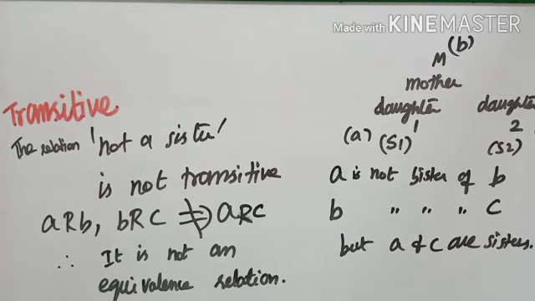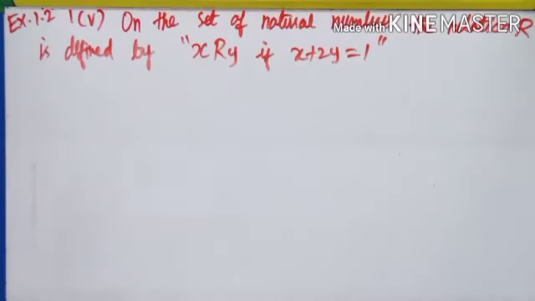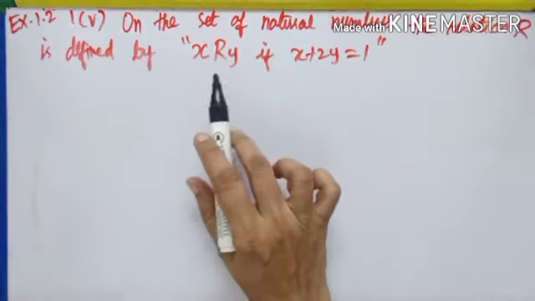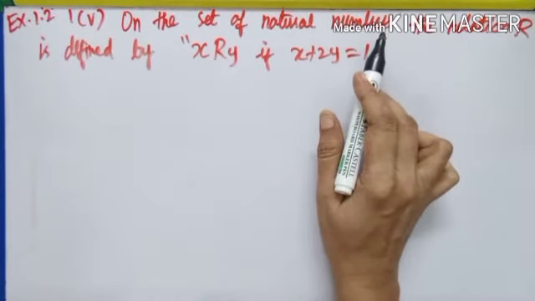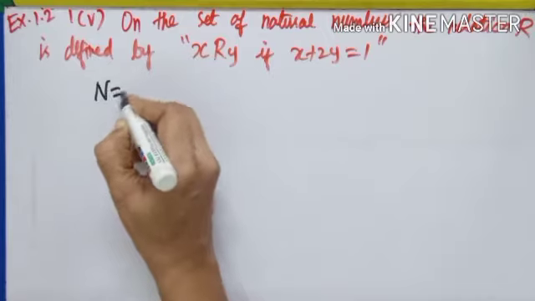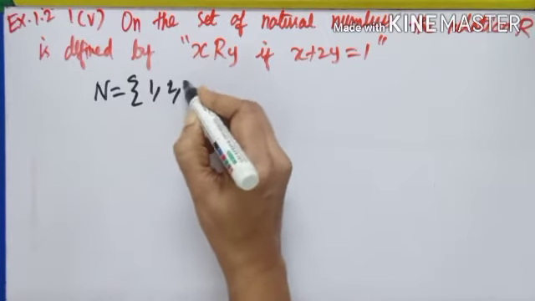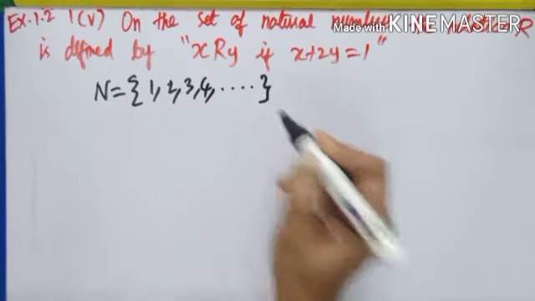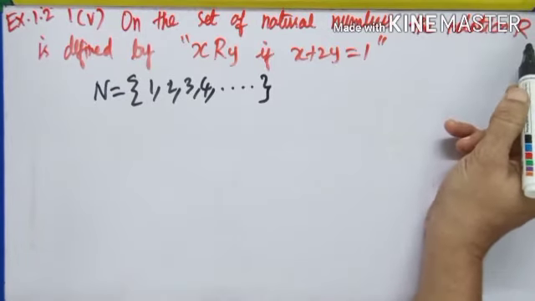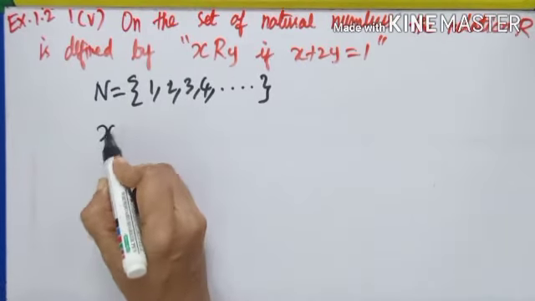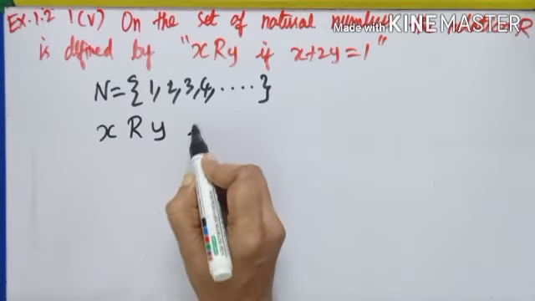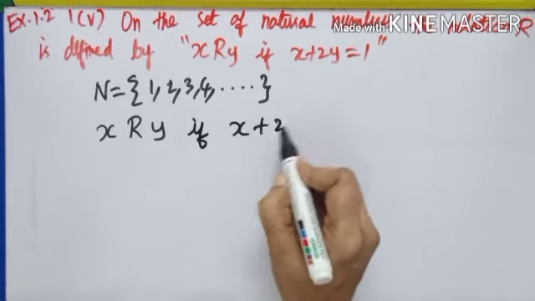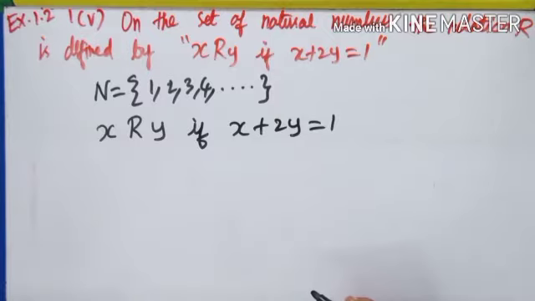Therefore, even when we consider female members of the family not a sister, the relation is not an equivalence relation. Subsection 5, on the set of all natural numbers. So what do you mean by natural numbers? 1, 2, 3, 4 and so on. The relation R is defined by X is related to Y if X plus 2Y equal to 1.